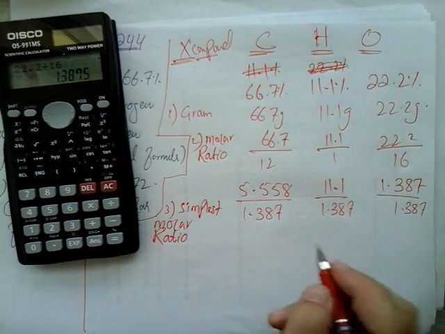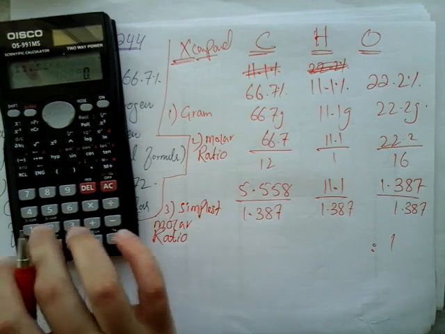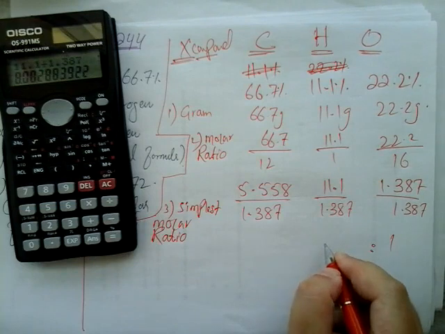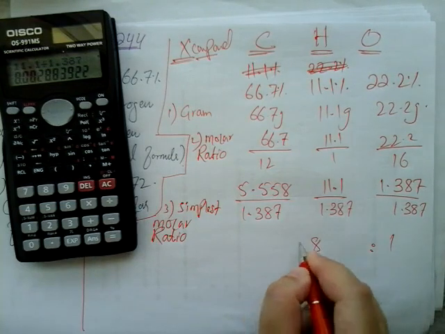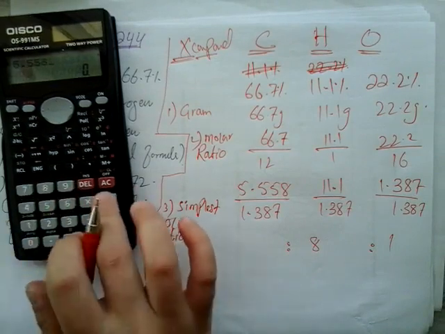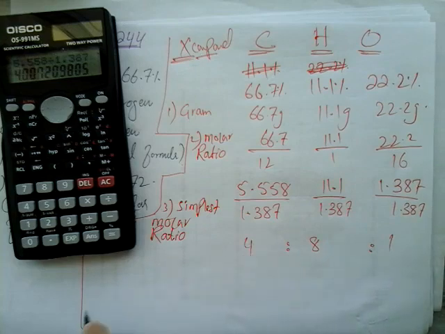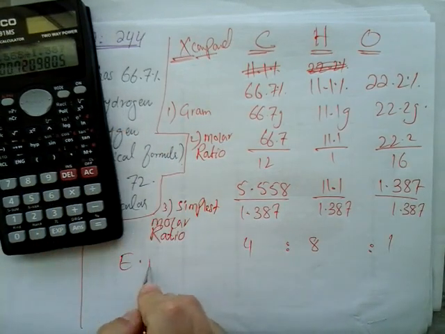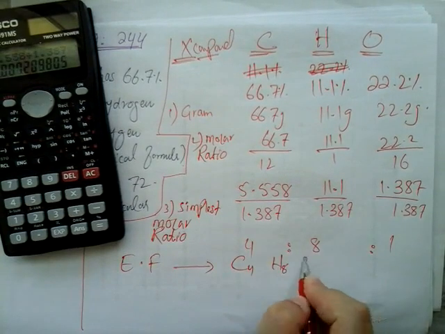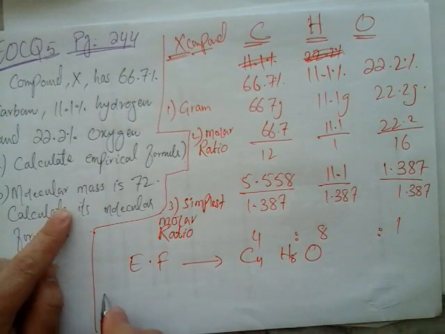So here 1, and 11.1 divided by 1.387 comes out to be nearly 8. Okay, and here 5.58 divided by 1.387 is almost 4. So the empirical formula here is C4H8O1. Is that clear? Now the molecular mass is given for you.